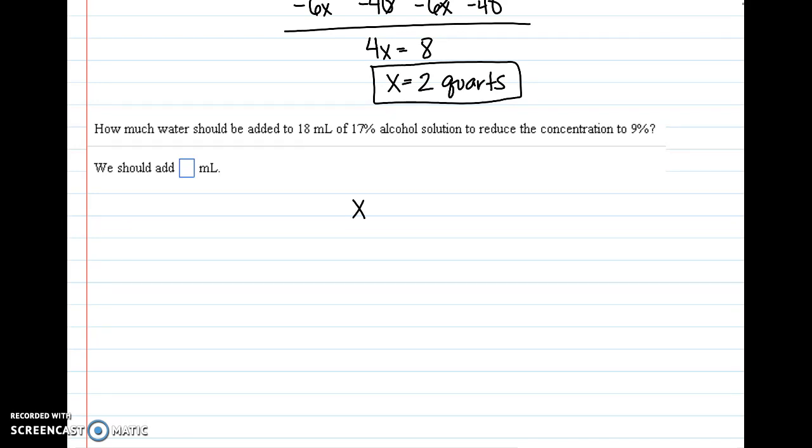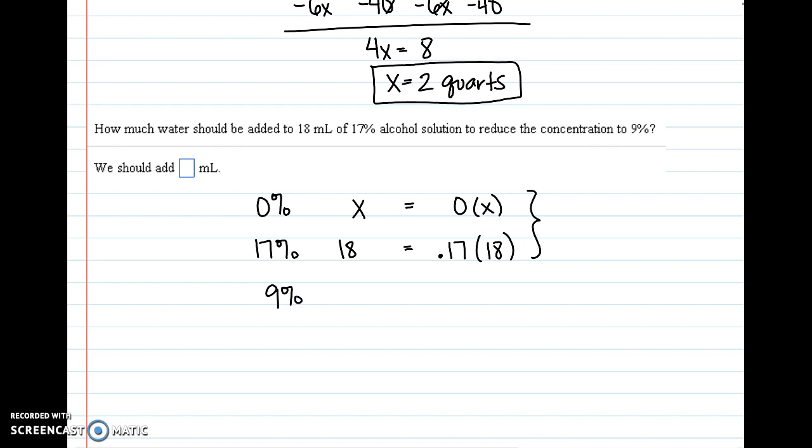How much alcohol is in water? None. It is a 0% alcohol solution, so that is 0 times X. And we're going to add that with a 17% alcohol solution that is 18 milliliters. So that would be 0.17 times 18. These are what we have. We want to get a 9% solution.